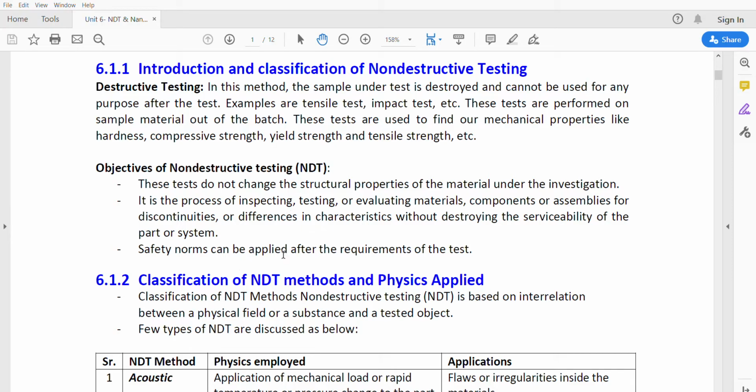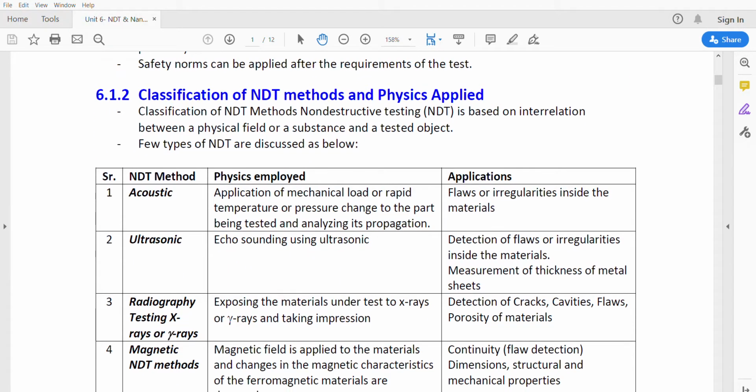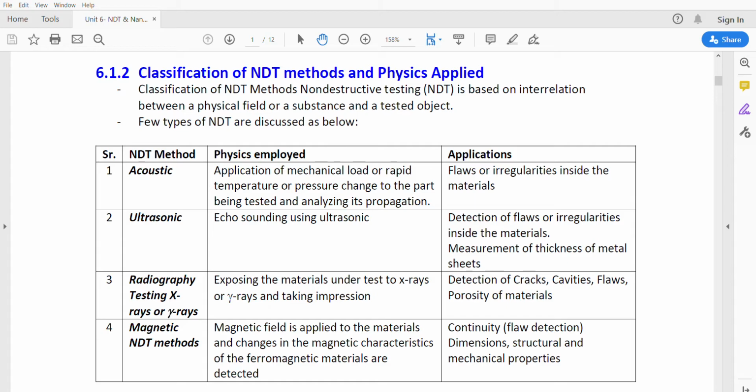So safety norms can be applied after the requirements of the test. All these things we did in the safety norms. So what are the NDT methods and what physics is applied? We need to understand why we are going for the NDT methods and what the applications of those NDT methods are. It depends on the type of sample being tested, the type of device, and the type of environment we have.